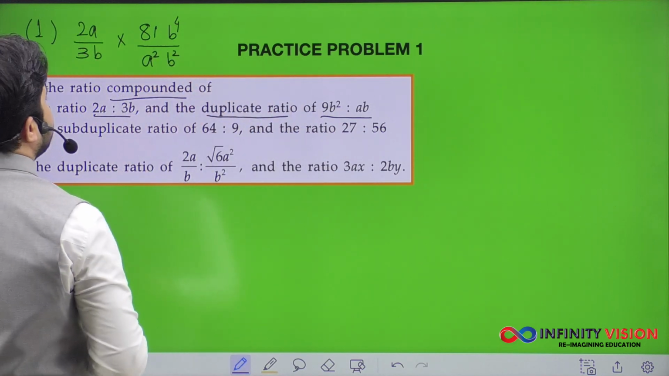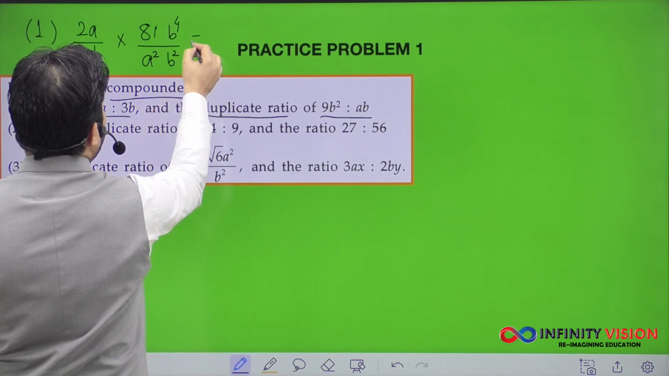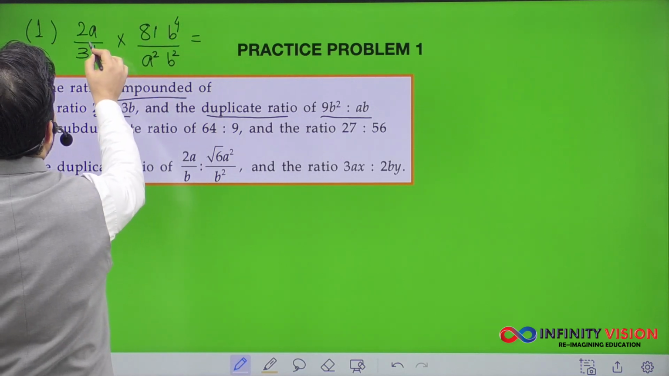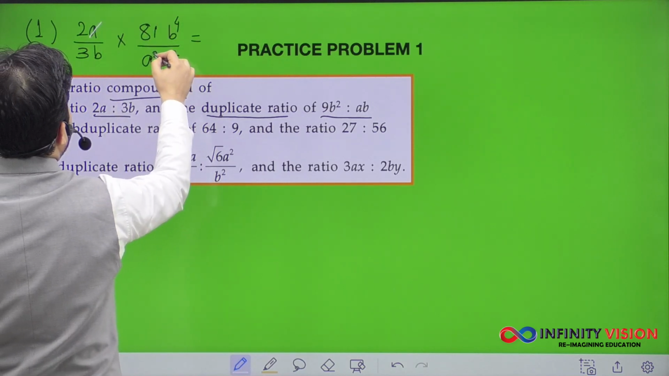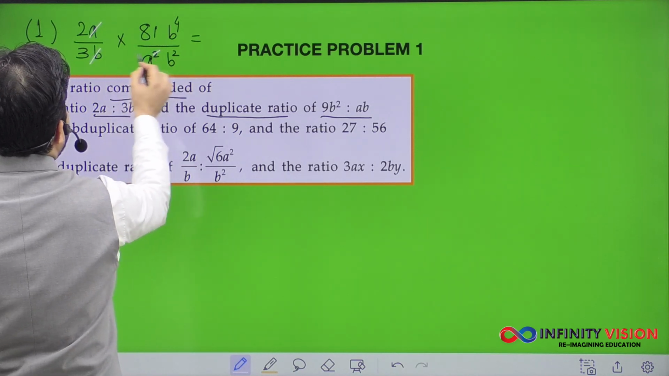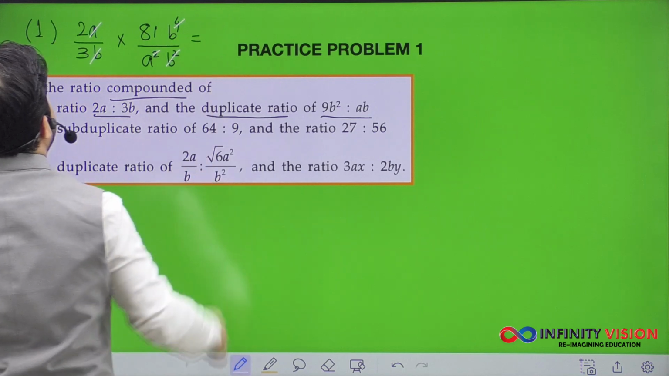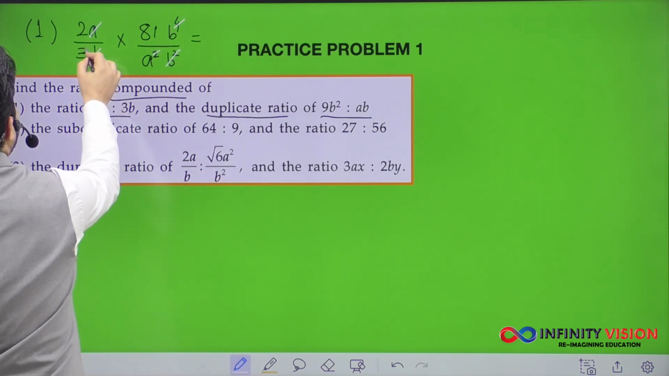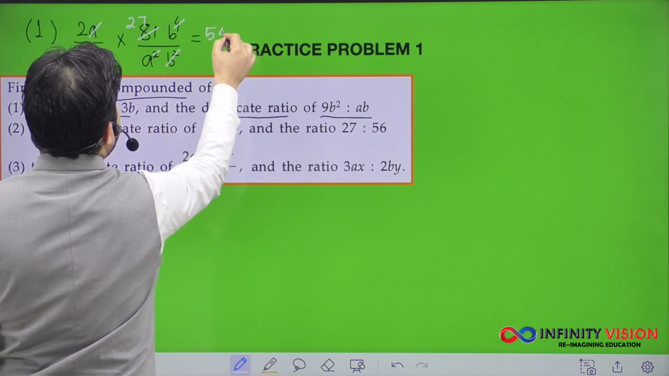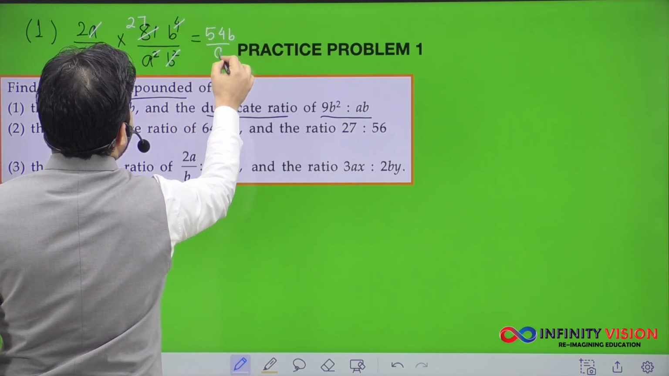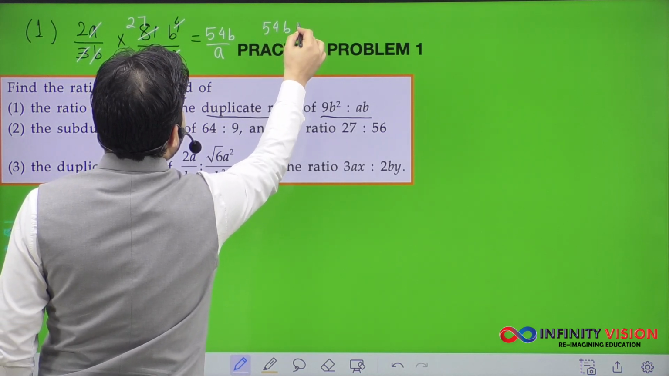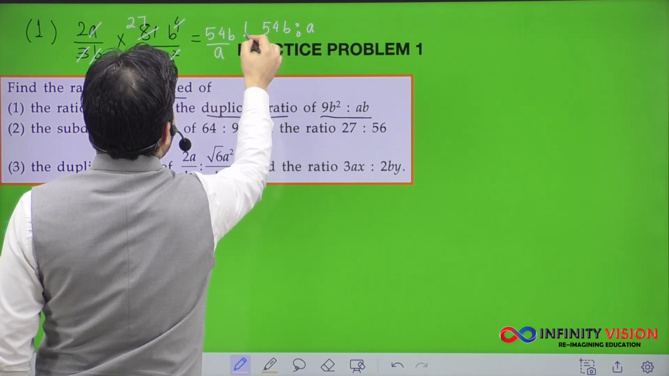Now let's see what exactly we have, what all we can cancel. So you have a here and you have a square, so it will be cancelled. b into b square will make it b cube, which will cancel with b. And 3 will cancel 81 by 27, so you will have 54b by a. So you can say the compounded ratio would be 54b is to a. That would be the answer of first part.